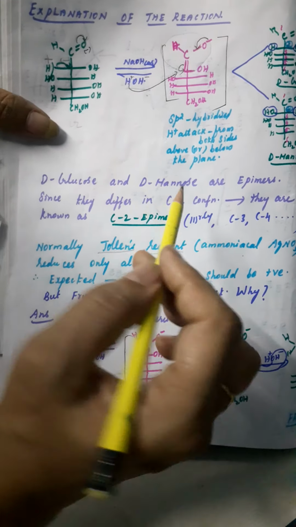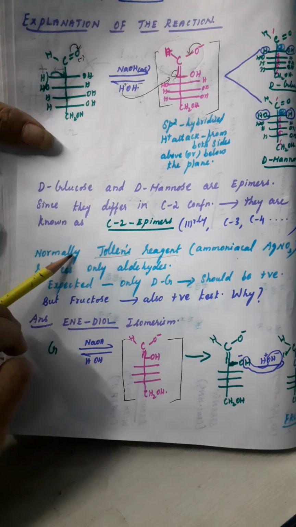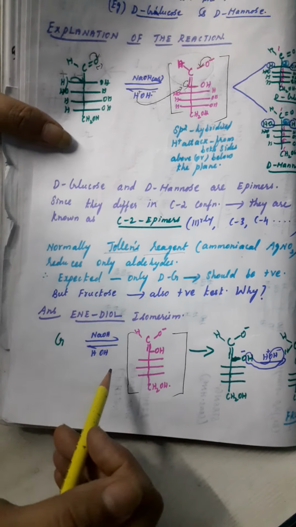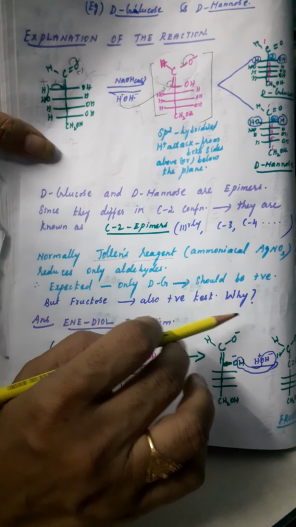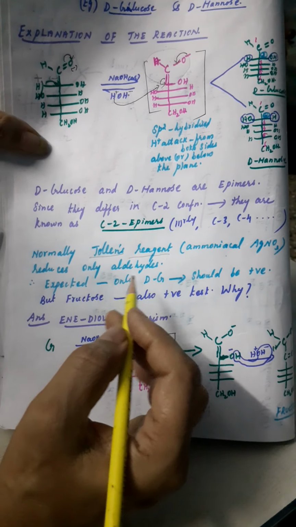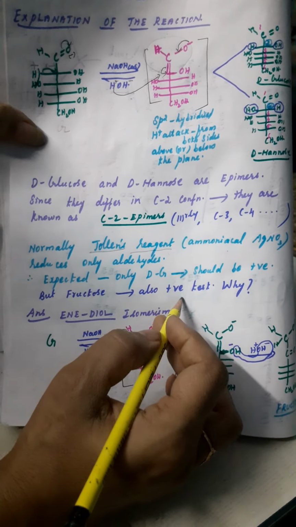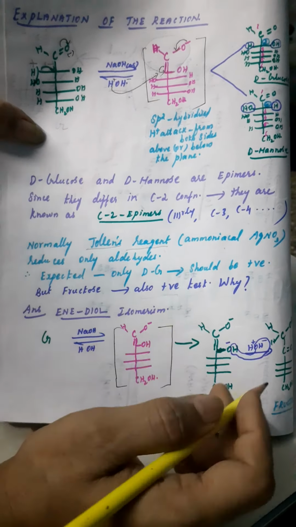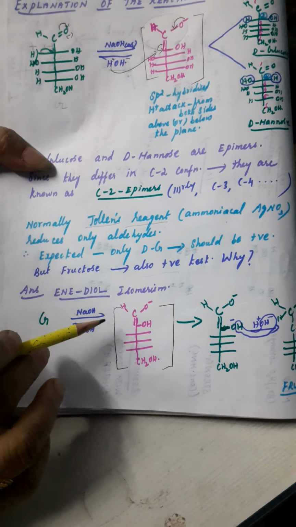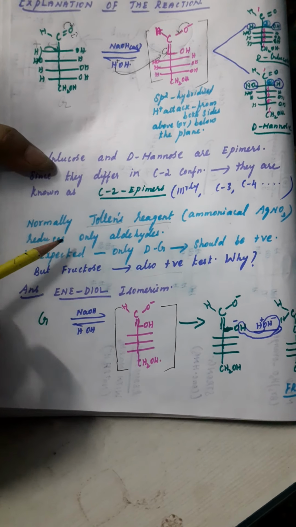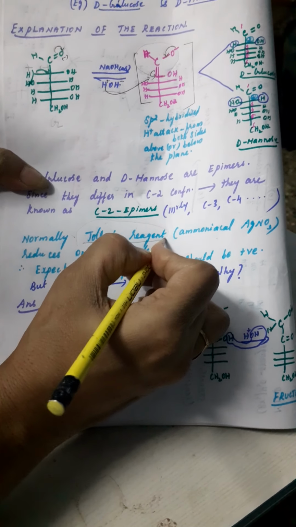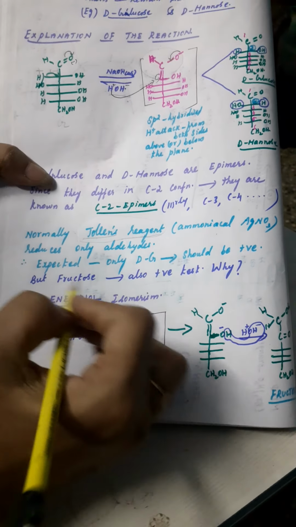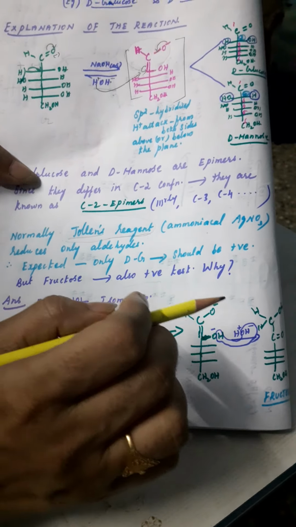So since glucose has an aldehydic group, it will reduce the Tollens reagent. It's a known fact. But fructose will also be reduced by this. Fructose is also giving a positive test. Why? Sometimes the question may be like this. Maybe in a competitive examination you can come across this kind of question. What is expected? Whenever you have the aldehyde group, it will answer positive for Tollens reagent. But fructose also answers positive.